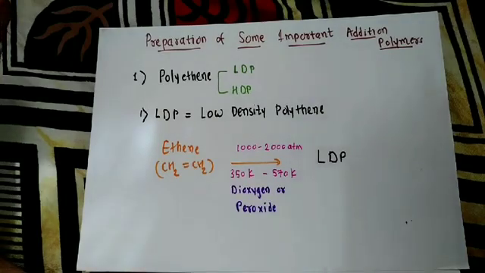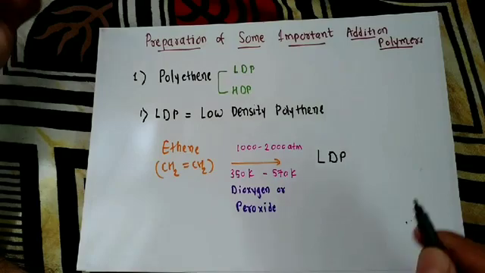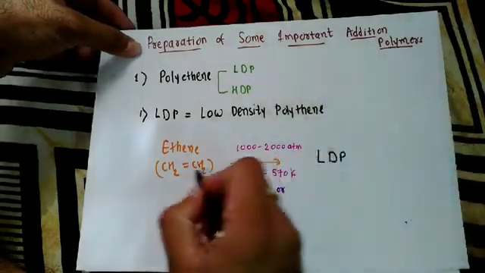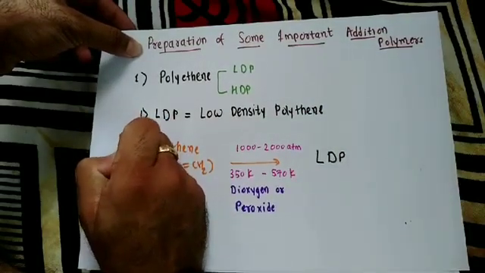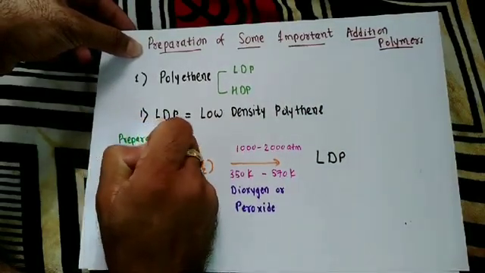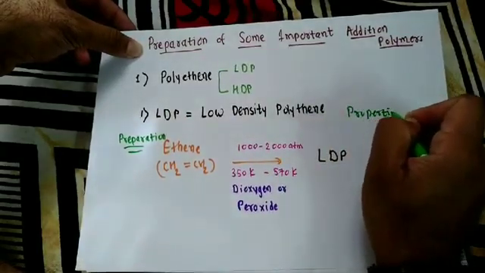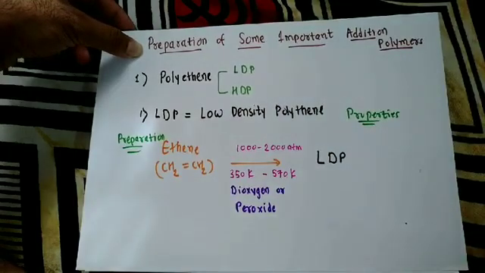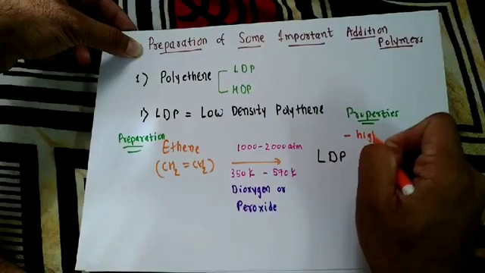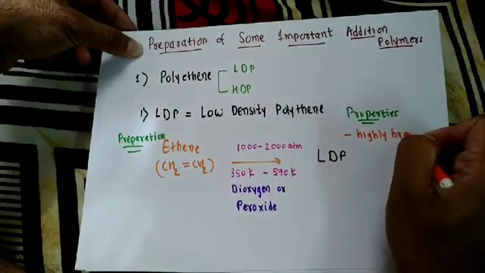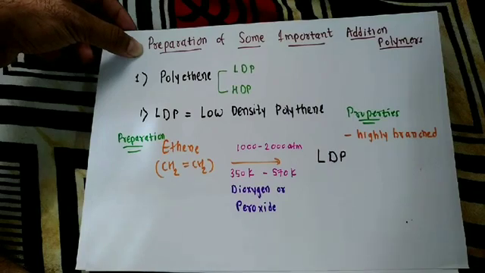Now, the low density polythene is obtained through the free radical mechanism. This is the preparation. Now what are the properties of LDP? The first property is that it is highly branched. LDP is a highly branched polymer.